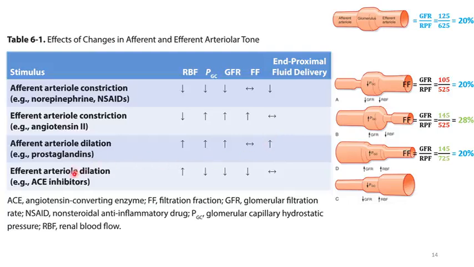And the last condition, the factor that dilates the efferent arteriole, dilation of efferent arteriole, for example, due to ACE inhibitors. ACE inhibitors, known as angiotensin converting enzyme inhibitors, reduce the level of angiotensin II, and because angiotensin II has the constricting effect on efferent arteriole, by reducing the level of angiotensin II, the efferent arteriole will be dilated.